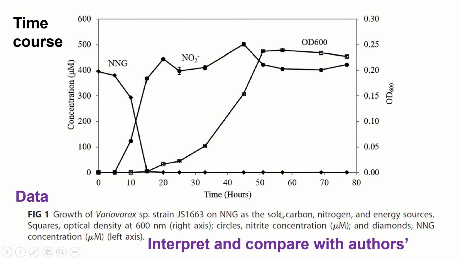Now interpret and compare with the authors. So now take all the trends that you see, all the information that you know, and write a short description of the trends that you see, and then you're going to compare it with the authors. If you have sufficient background information for this, then you may also be able to try and interpret it in a broader context or make immediate interpretations of the data.